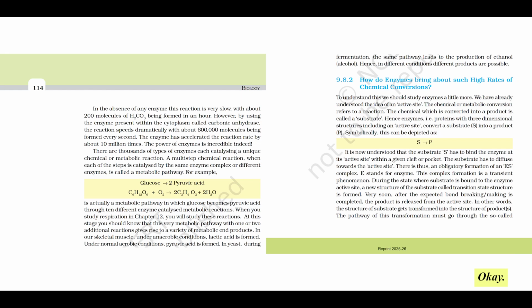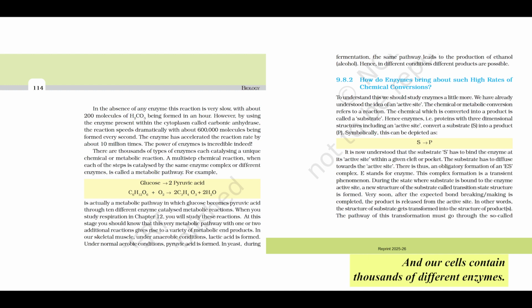200 per hour. Okay. Now, add carbonic anhydrase. How many molecules are formed? About 600,000 molecules per second. Per second. 600,000. That's insane. It is. The enzyme accelerates the reaction rate by about 10 million times. That illustrates the sheer power of enzyme catalysis.